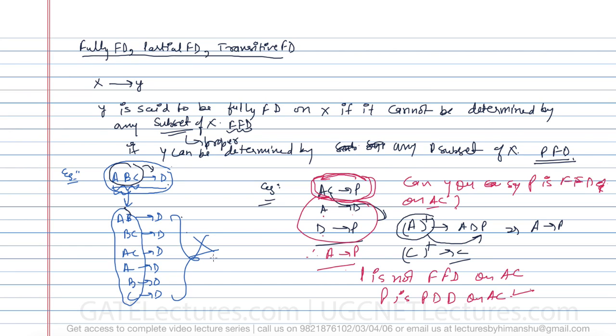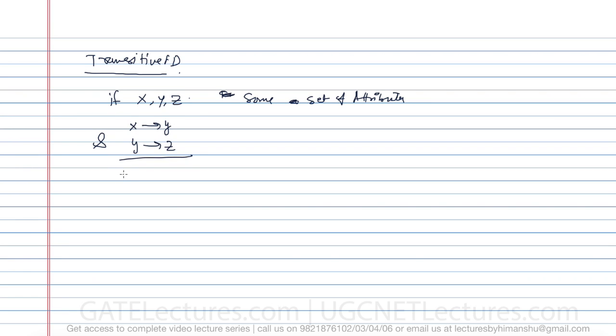And next is, what is a transitive functional dependency? Transitive functional dependency says if X, Y and Z are some sets of attributes, then if X determines Y and Y determines Z, then X determines Z. Now this X determines Z is a transitive functional dependency. It is called a transitive functional dependency, right?